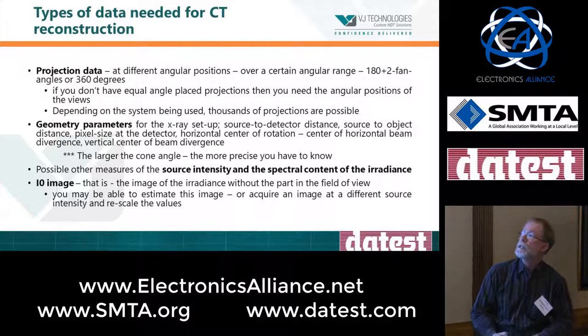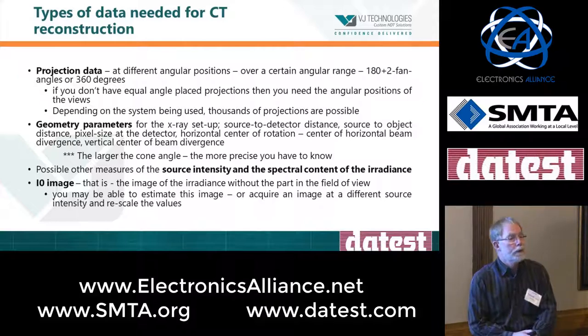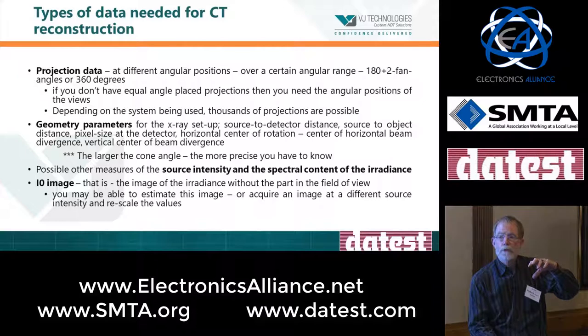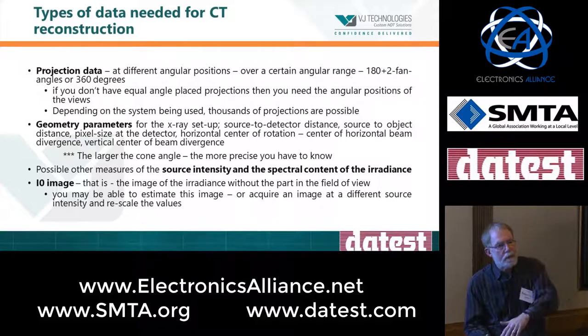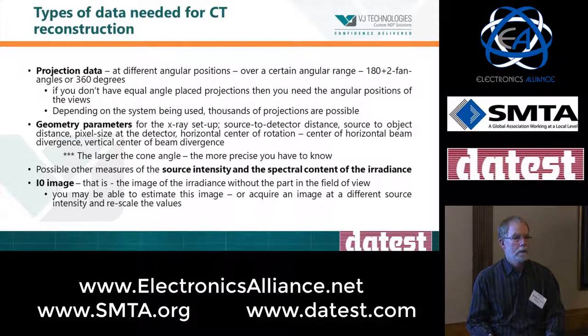Types of data needed for CT reconstruction. Projection data. Again, what we're doing is we're turning the object of interest through a full 360. Each projection that we capture of that object is a fraction of 360. So in a simple example, if we take 360 exposures, 360 projections, each projection is 1 degree. If we do 10,000, it's a fraction of 1 degree. The more projections you obtain, the higher resolution of the image, the more detail on the image. But that takes more time and that costs more money.